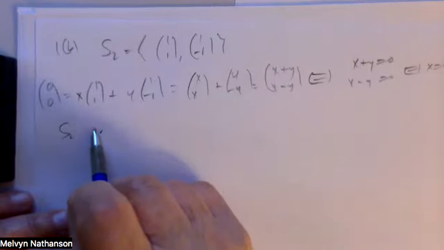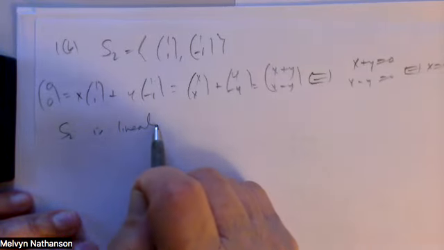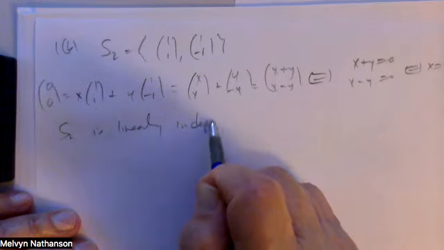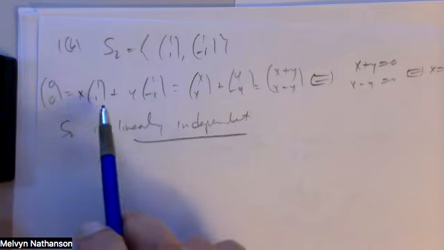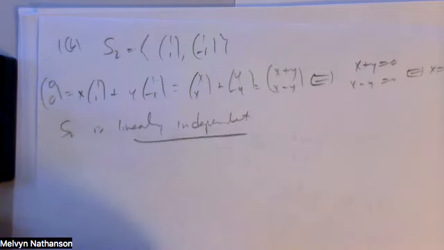So therefore, S2 is a linearly independent set of vectors. The only linear combination of these vectors which is 0 is when you take the trivial linear combination, where x and y are 0.